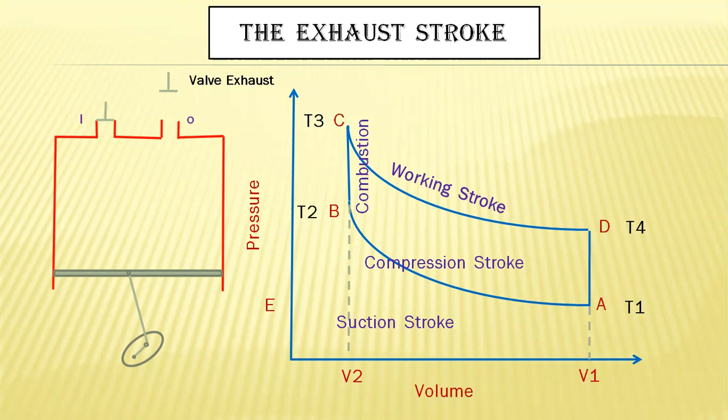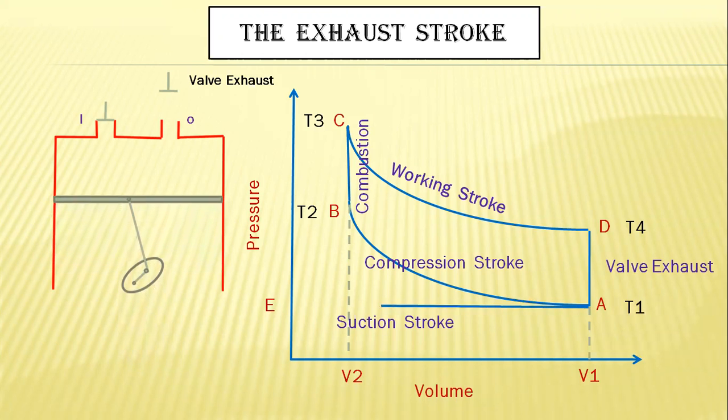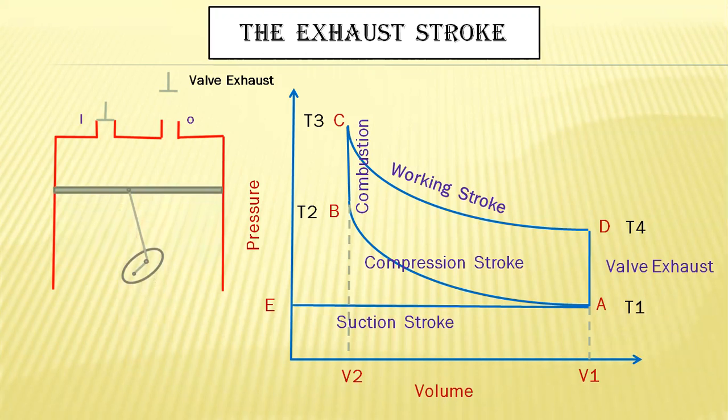Now the cylinder is at atmospheric pressure and room temperature. And after the valve exhaust, the piston moves in the backward direction. Here the volume of the cylinder decreases at atmospheric pressure and room temperature. So therefore A to E represents the exhaust stroke.